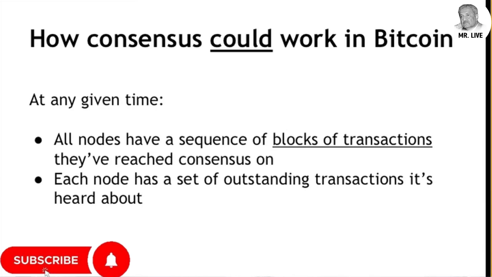So recall that in Scrooge Coin, for optimization purposes, for efficiency, we put transactions into blocks and we link these blocks together on a blockchain. So we're utilizing a similar principle here. We could do consensus on transactions one by one. That would be okay. It would just be inefficient. So instead, we do consensus on a block by block basis. So at any given point, all these nodes in the peer-to-peer network would have the sequence of blocks that they've agreed upon already. And each node would then have a set of outstanding transactions that it has heard about.